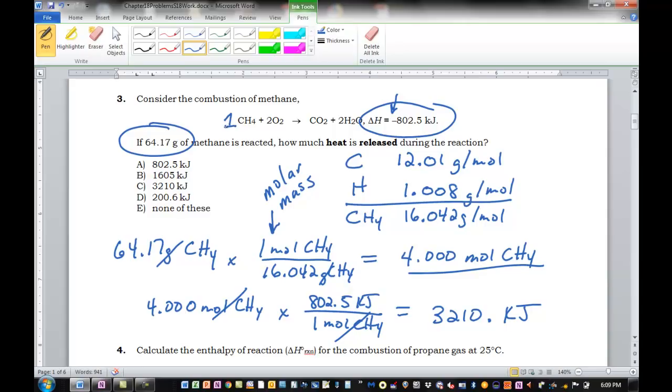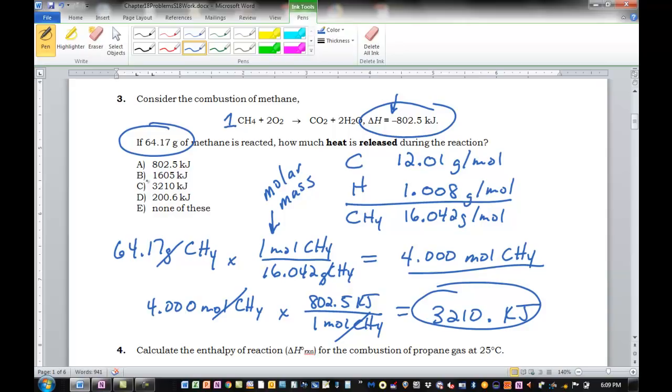You might have a certain number of kilojoules per 3 moles of reactant, and so it'd be that many kilojoules per 3 moles. But anyway, you set up a conversion factor, 4 moles times that, moles cancel, and we end up with 3210 kilojoules. Sorry for the quick review. I know you were in class today, you're paying attention, but it's good to recap, make sure we're on the same page.